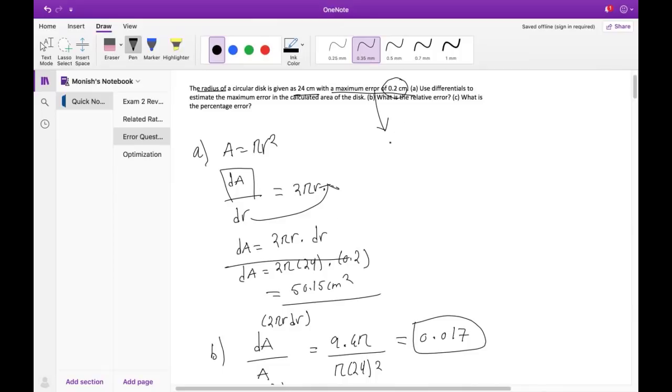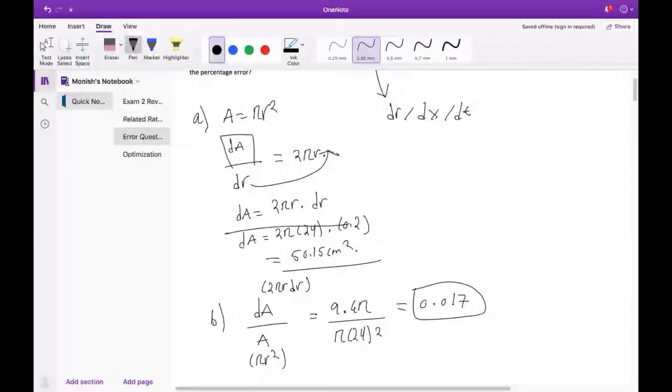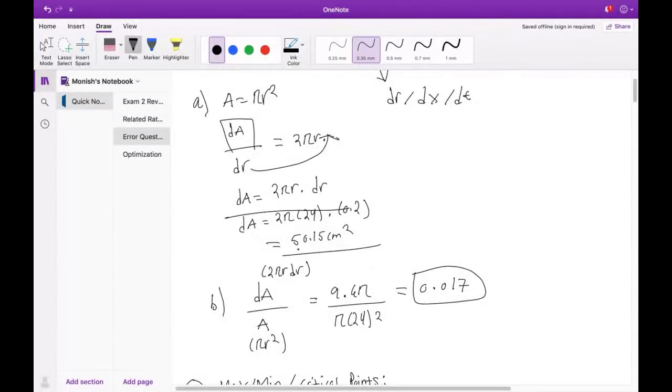Max error gives you dr, dx, dt, whatever. That's what it gives you when it gives you the max error. So we plugged in 0.2. You plug in everything, and you get 50.15 centimeters squared, and that's your max error. So does that part make sense?